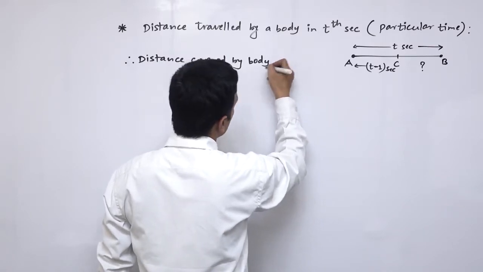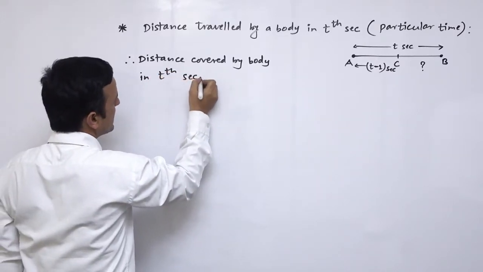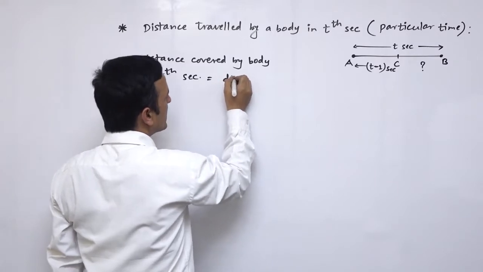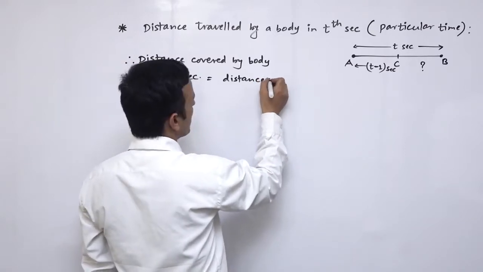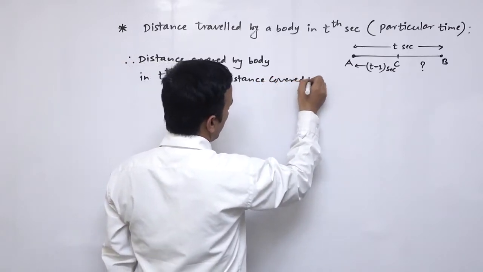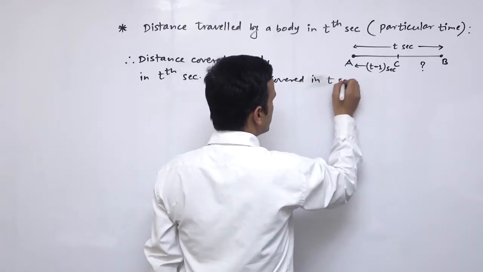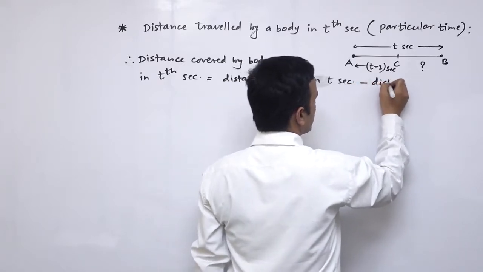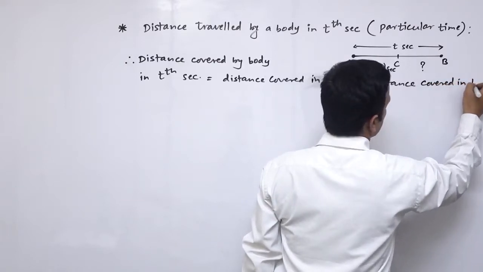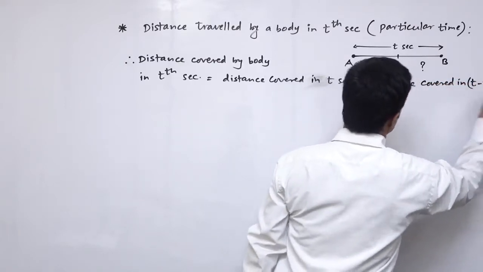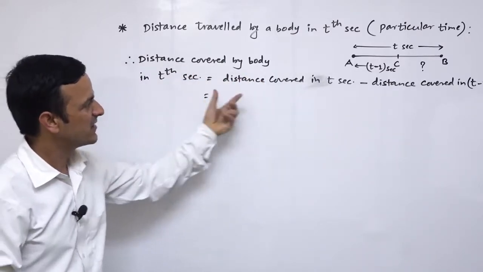distance covered by body in t second is equal to distance covered in t second minus distance covered in t minus 1 second. So we can find out distance covered by body in t second like this.